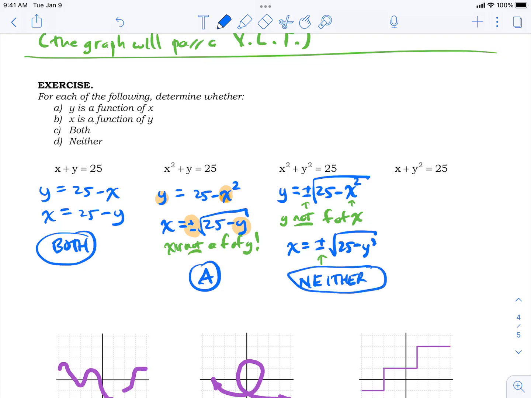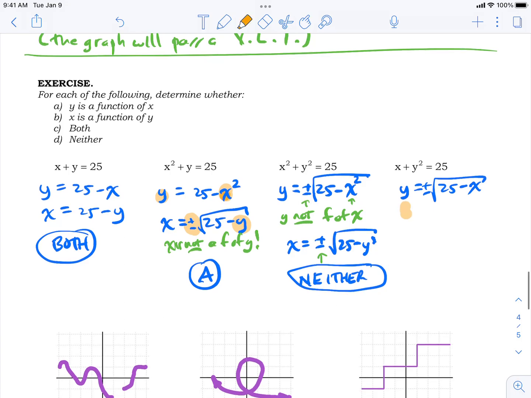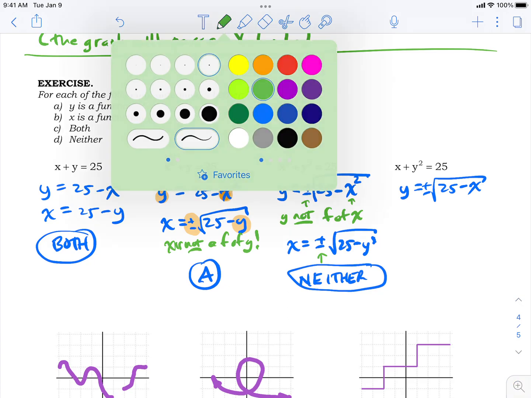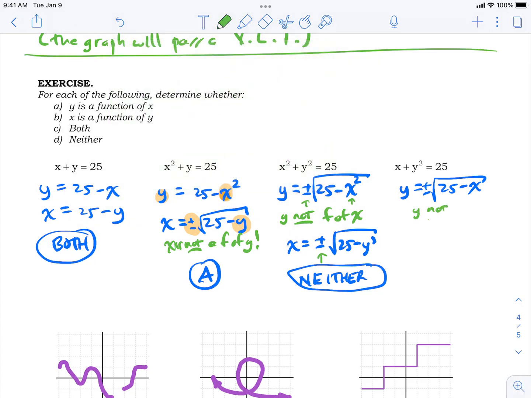Can you tell what this other one's going to be? If I solve for y, I'm going to have 25 minus x squared, but I have to do a plus or minus square root. y is not a function of x because there's two values of y for a particular value of x.